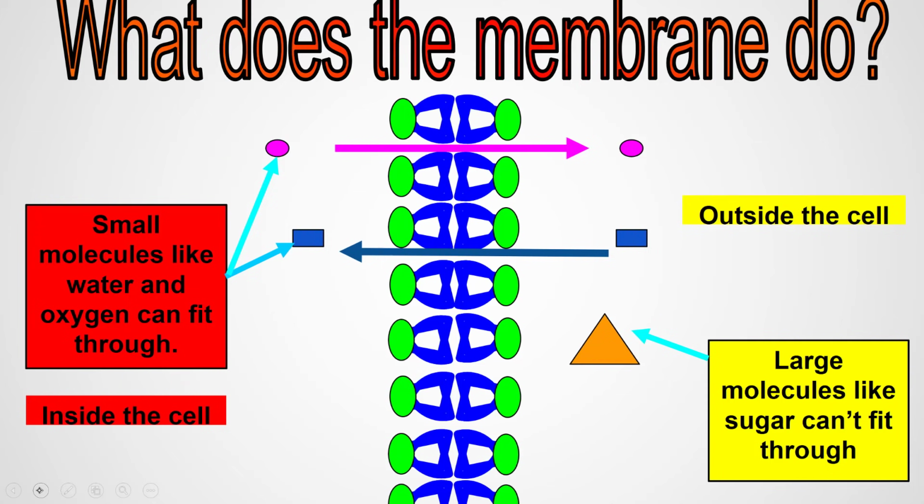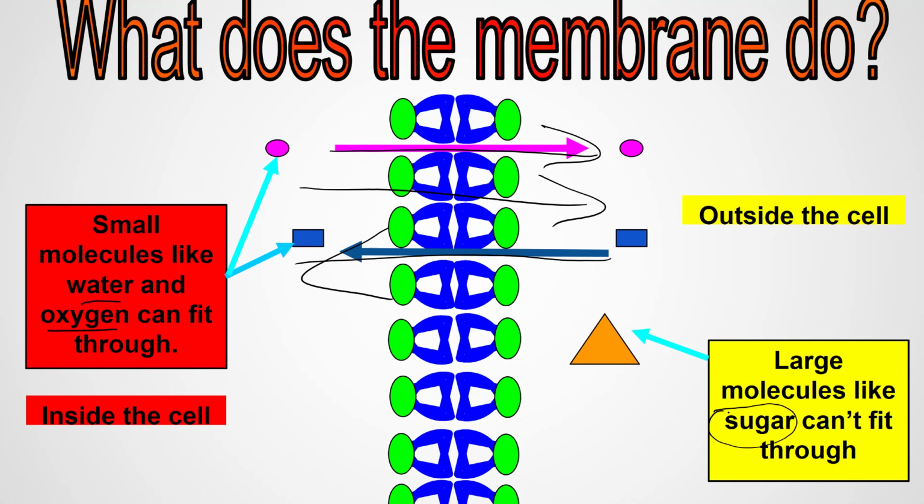Now, as far as what the cell membrane does, a lot of times the size of the molecule is going to determine how easily it can cross the membrane. So smaller molecules, things like water and oxygen, have a really easy time passing through that phospholipid bilayer. Okay, they have no problem either getting into the cell or getting out of the cell. However, when we have larger molecules like big sugars, or any other larger type molecule, sometimes it has a harder time getting through that phospholipid bilayer.